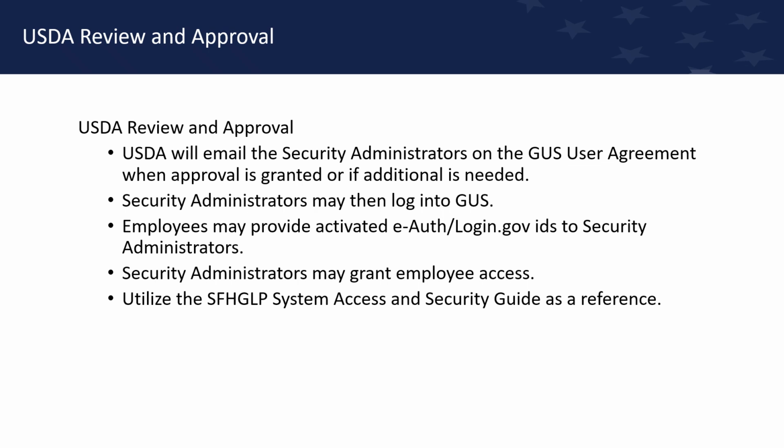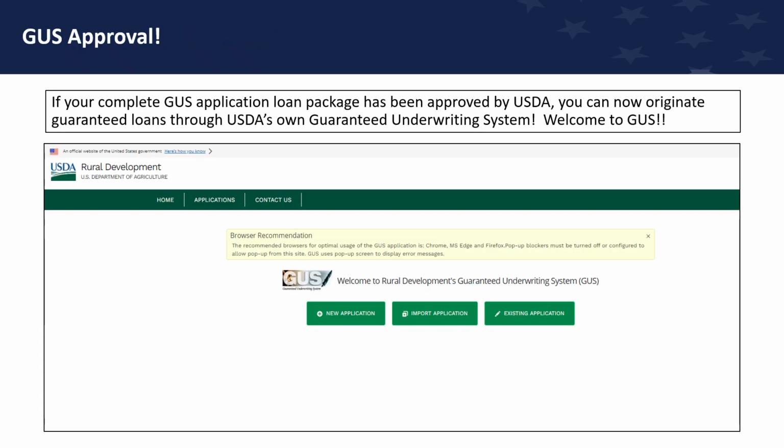Please refer to the Single Family Housing Guaranteed Loan Program System Access and Security Guide for step-by-step instructions to add or remove employees and agents from GUS. If your complete GUS application loan package has been approved by USDA, you can now originate guaranteed loans through USDA's own guaranteed underwriting system. Welcome to GUS.